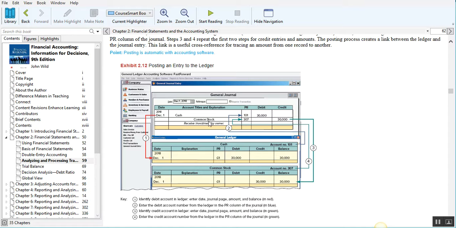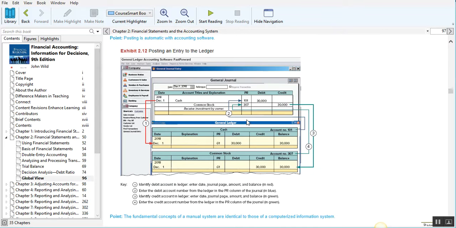And then we come to the common stock and we say, okay, what are we going to do? Well, we're going to credit that in this account, 307. We come down here, we put the date in, the posting reference back to the journal, and the $30,000 credit that shows a credit balance of $30,000. The posting reference in the ledger is the account numbers that we're posting these items to.